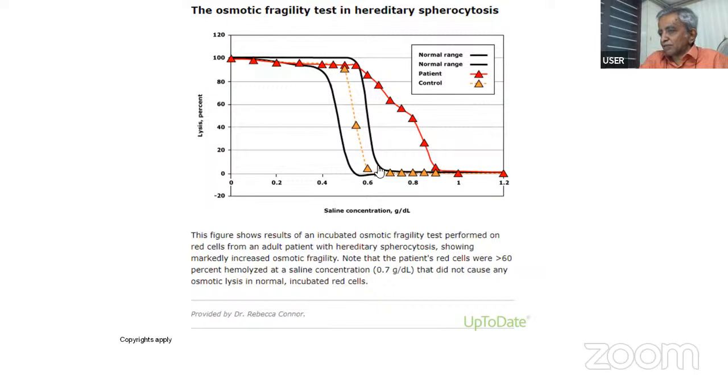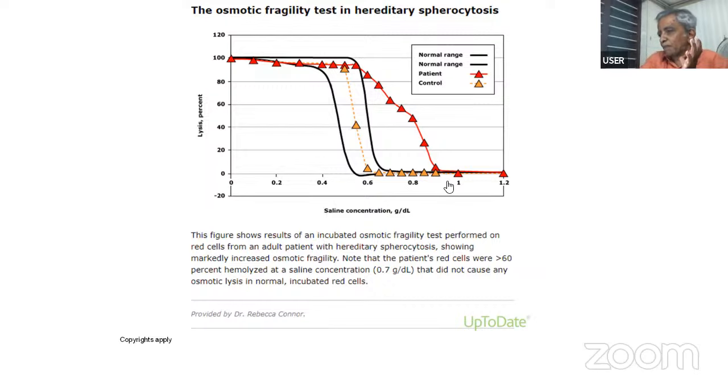Lysis starts here. That's about 0.75, something like that. This is 0.8, this point is 0.6. At 0.75 only it starts and becomes 100% lysis within a short time. This is the normal. This is the control also. Control and normal, all three of them are starting somewhere here.